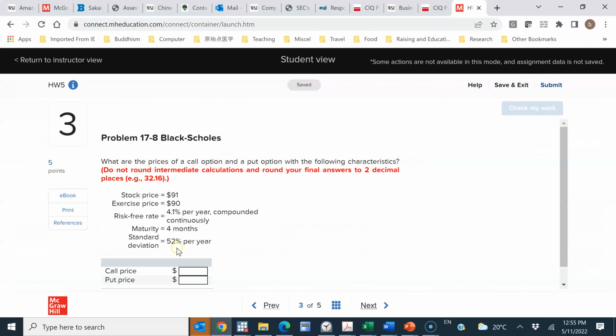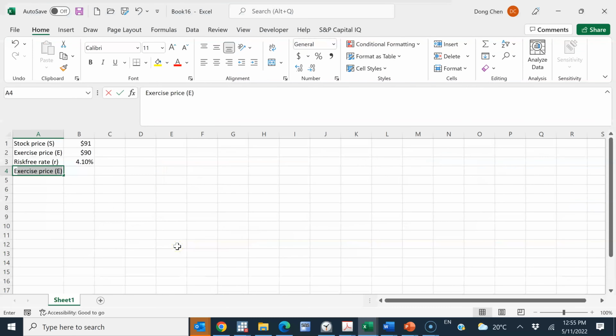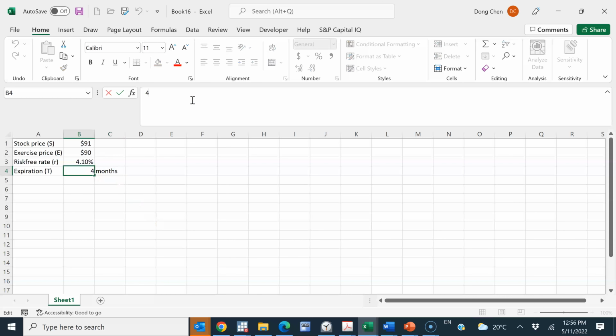And maturity, which is expiration, that is capital T. So this is 4 months, right? So we know we need to convert this into years. So we need to divide this, equals 4 divided by 12. That would be in number of years now. So we just put this in years.